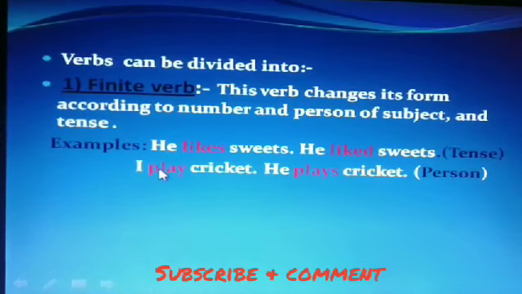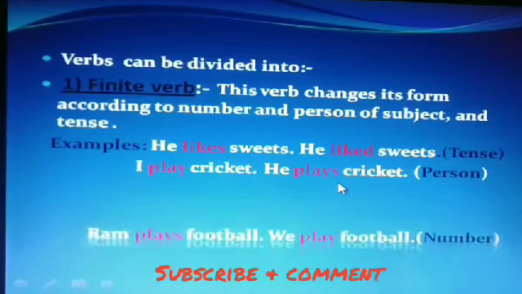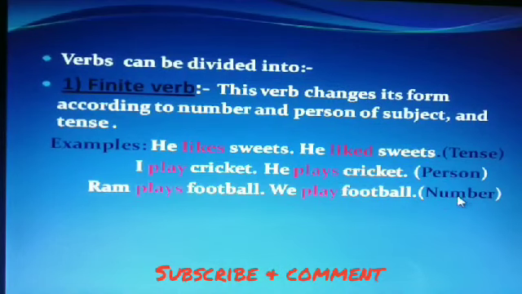In the last sentence, Ram plays football, we play football. The number: Ram is singular while we is plural. So with the change of number, the form of the verb is also changing here. So you must remember these three conditions: tense, person and number of the subject, and tense of the verb. If they change, then the verb changes.